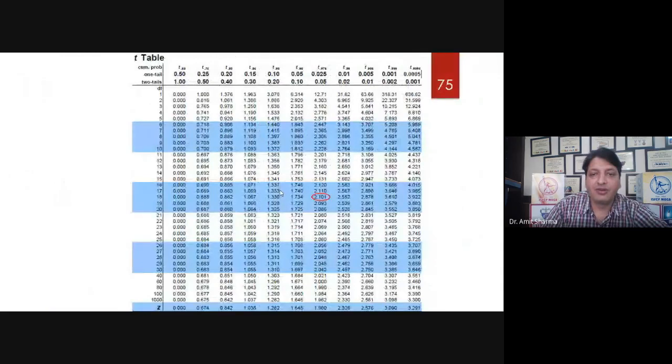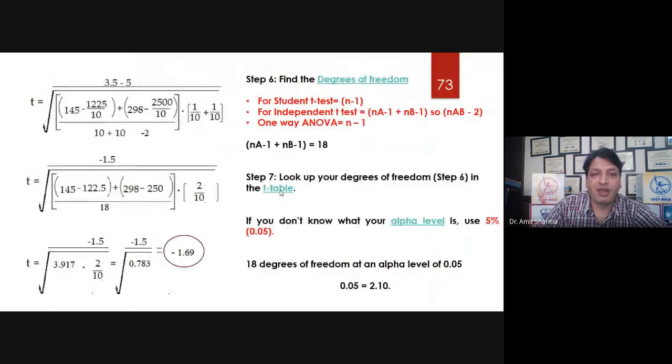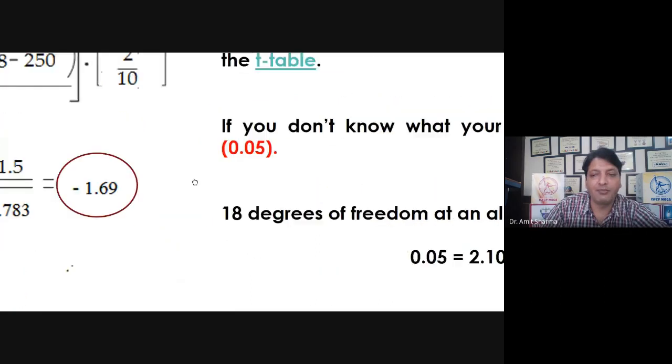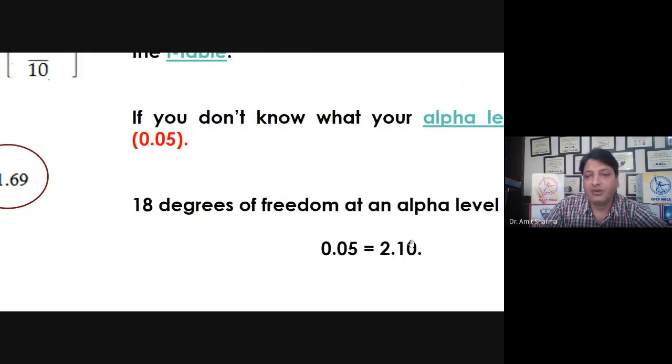So I'll take you back to the previous slide. So this is the calculation, and the t value which we got is minus 1.69. This we are going to compare with the value 2.10. So most of the time the t distribution table is not available in the examination.